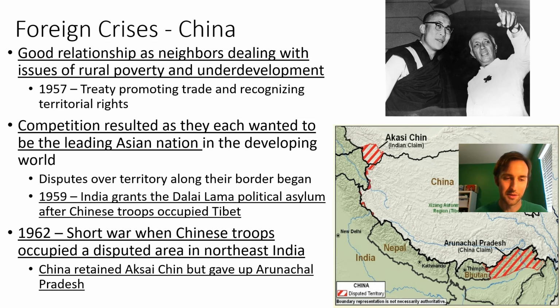In 1962, this tension builds up until there's a short war, I think it's 3 months long, when Chinese troops occupy a disputed area in northeast India. So they take over this chunk of land. China and India fight over it a bit. In the end, they give up this chunk of land, Arunachal Pradesh, and instead they get this little chunk of Kashmir, Aksai Chin, in exchange for that, and largely they've been pretty peaceful ever since.